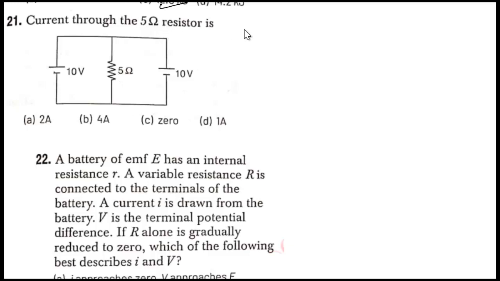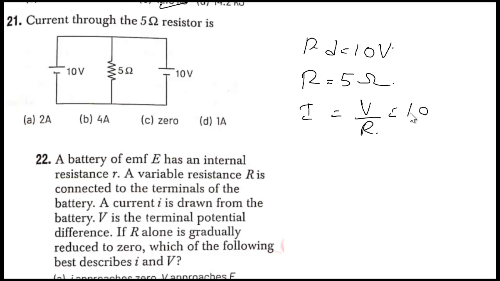So what will be the potential difference between the ends of the 5 ohm resistor? It is equal to 10 volt and the resistance is given as 5 ohm. So what will be the I value? I will be equal to V by R, that is 10 by 5 equals 2 ampere. So here the answer is 2 ampere.